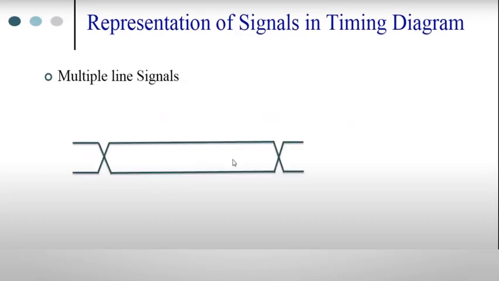Next, we discuss multiple line signals. In a microprocessor, we have multiple lines. These signals are called bus signals. If a change occurs on the lines, then we have to show a cross to indicate the change in the content. Such lines are called multiple line signals.